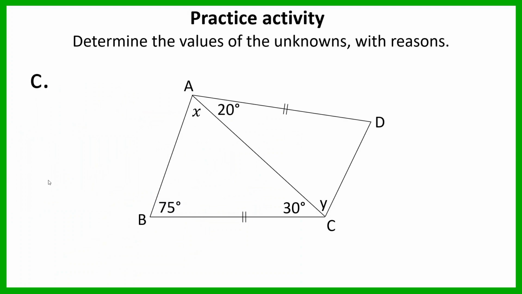In question C, you've got triangle ABC, where angle B is 75 degrees, and angle BCA is 30 degrees, and you've been given triangle ACD, where angle CAD is 20 degrees. You've been told that AD is equal to BC, and you need to work out the size of x and the size of y. I'm going to give you 3 minutes for this question as well.